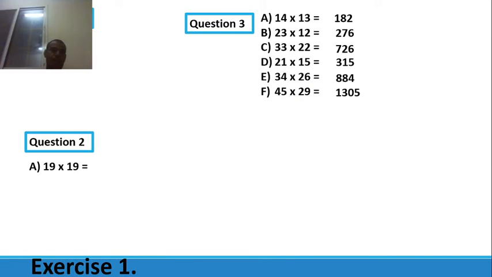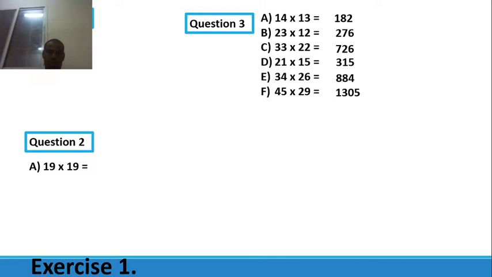Okay, here a question. Question number 1: 14 multiplied by 14, it will be what? If we would like to use that 14 by 14 is a square number, it will be 196. Then this is question number 1.